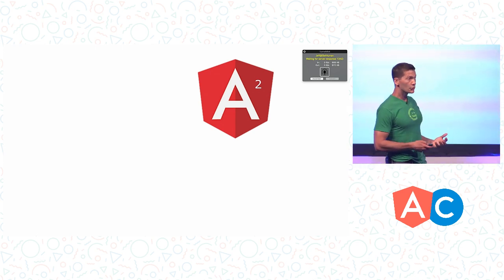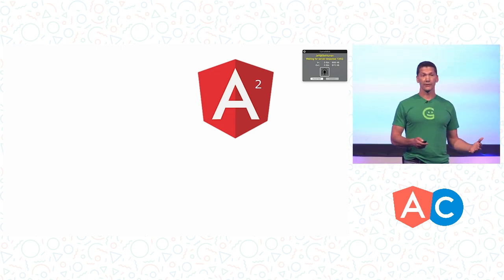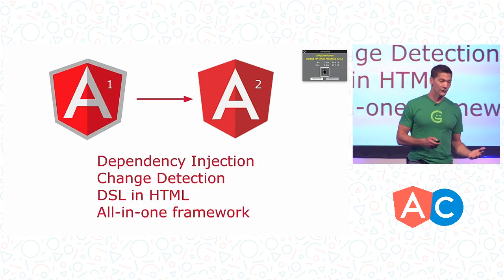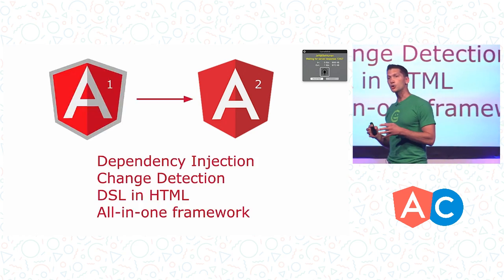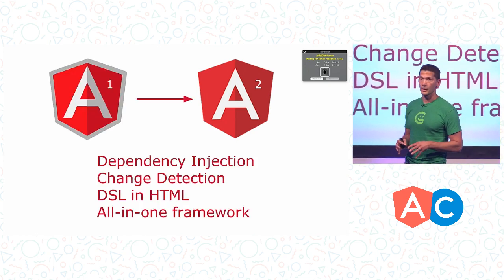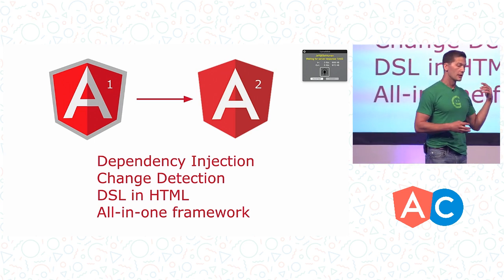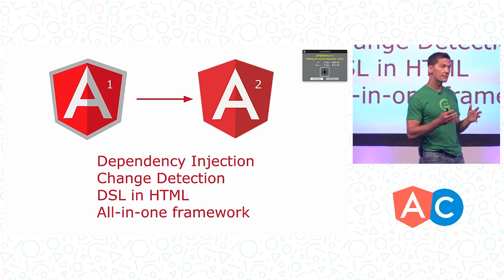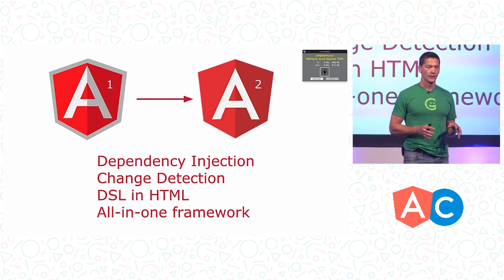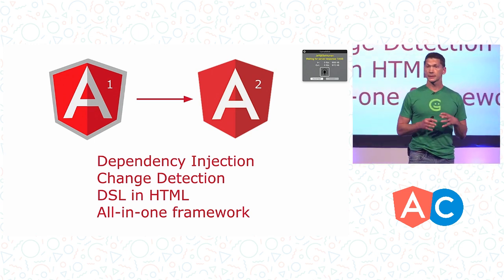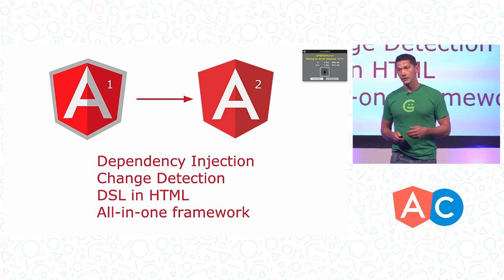So Angular 2 came from a lot of different things. Obviously, first of all, from Angular 1. A lot of the core stuff that was part of Angular 1 is in Angular 2, just even better. So dependency injection, change detection, the concept of this all-in-one framework. It's still there in Angular 2, just even better. But there's a lot more.